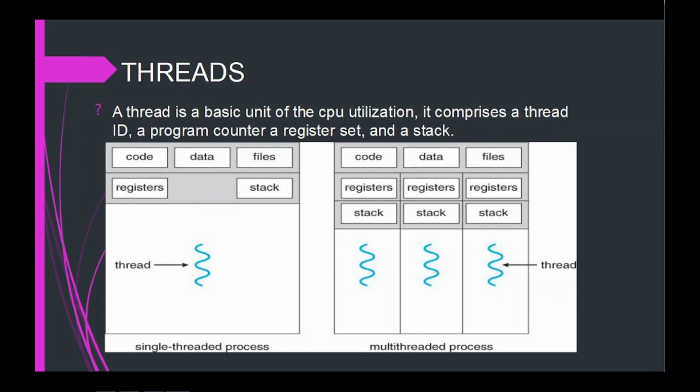In the multi-threaded process figure, as you can see, there are three threads, and each of those threads has its own register and stack that access the process's resources, which are the code, data, and files. And that's the figure of a multi-threaded process.